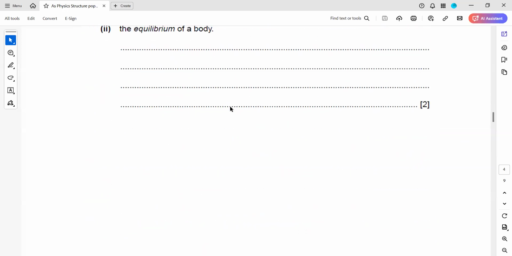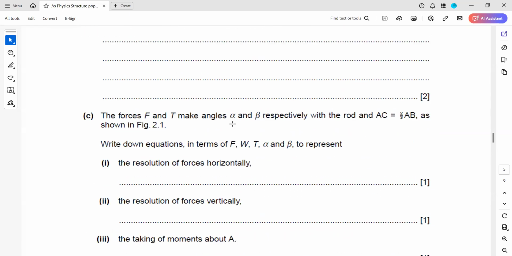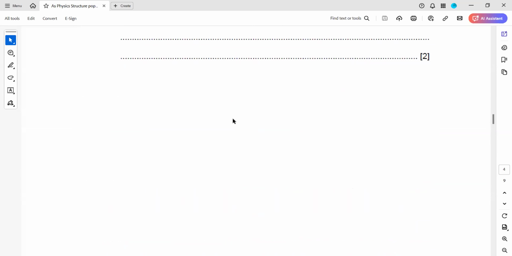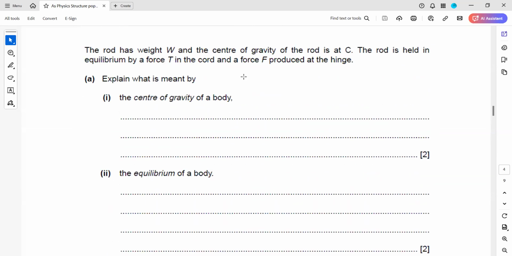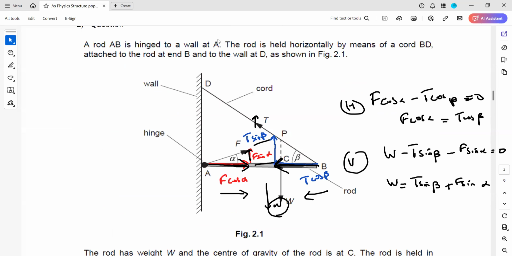Next is the moment about A. So A is a pivot here, taking a moment about A. If I take the moment about A, you can see this force F will not cause any turning effect. Why does it not cause any turning effect? Because it is acting on the pivot. When a force acts on the pivot, which is the point of rotation for us, it does not cause any turning effect.